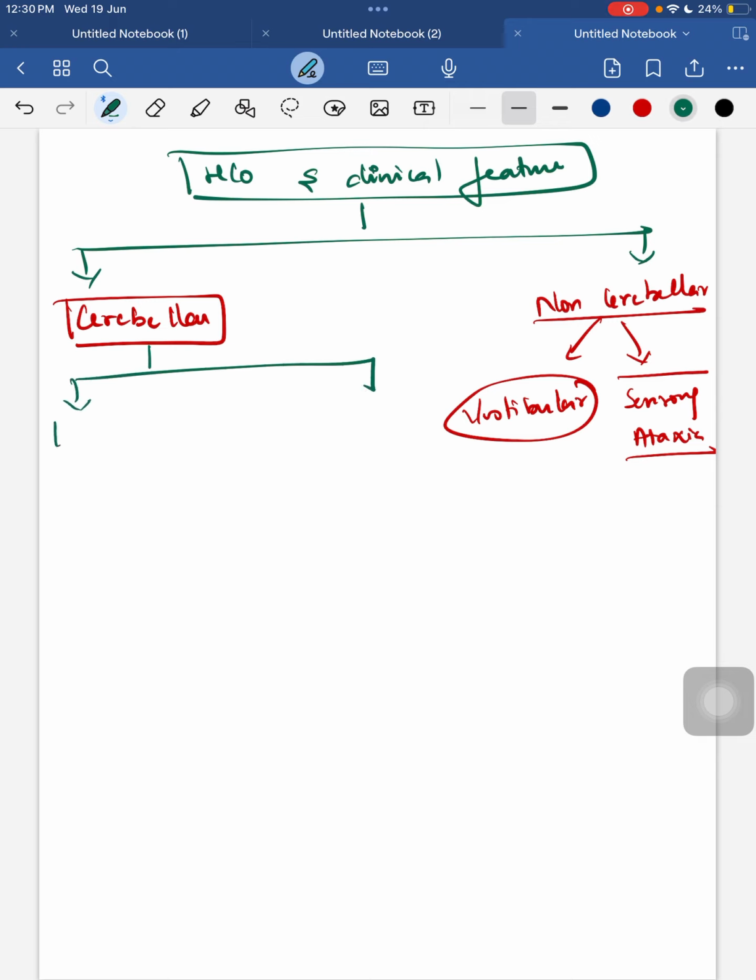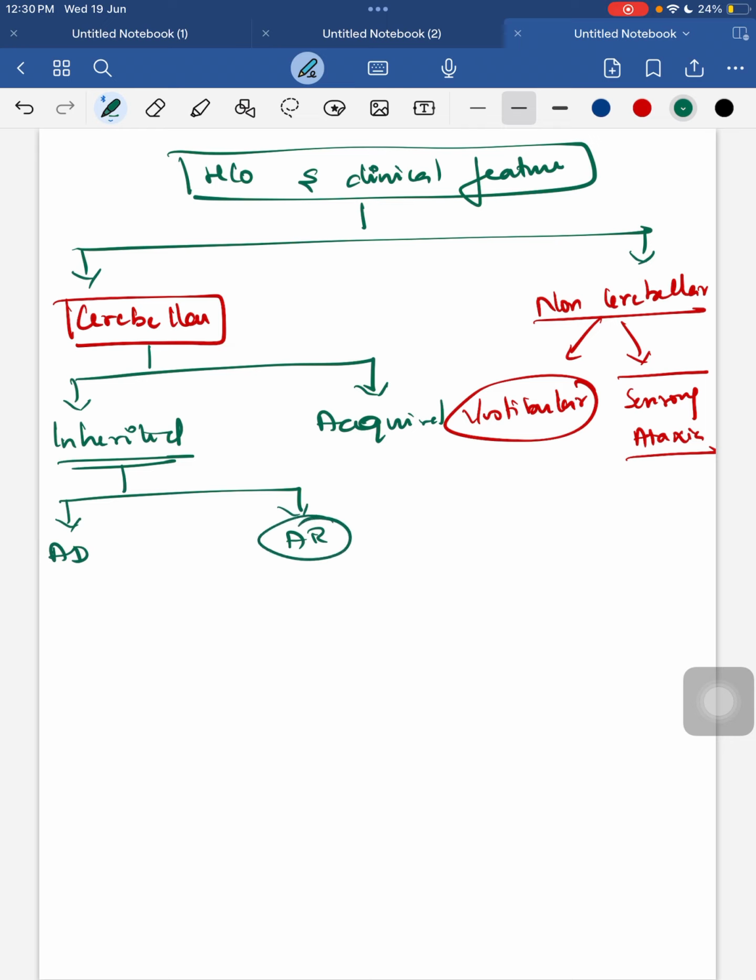So this is how you approach a child with ataxic features. First you have to differentiate whether it is cerebellar or non-cerebellar. Then among cerebellar, whether it is an inherited or an acquired cause. In inherited, whether it is autosomal dominant or autosomal recessive. From there we classify the child's ataxic symptoms according to their blood investigations. Thank you. This is how we finish our approach to a child with ataxia.